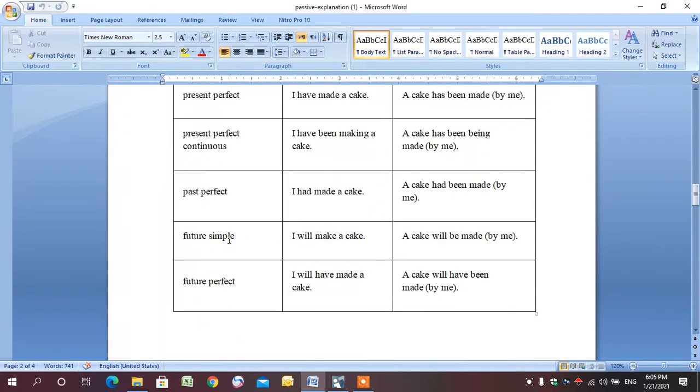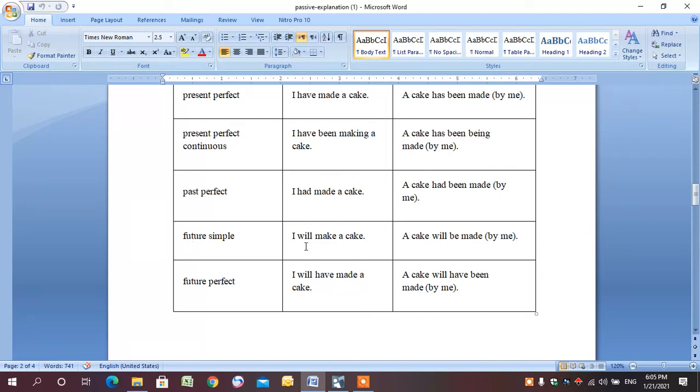Past perfect: I had made a cake. So a cake had, and then you put verb to be in the past participle, had been, and then you change this verb into past participle, so it's already made. So a cake had been made by me.